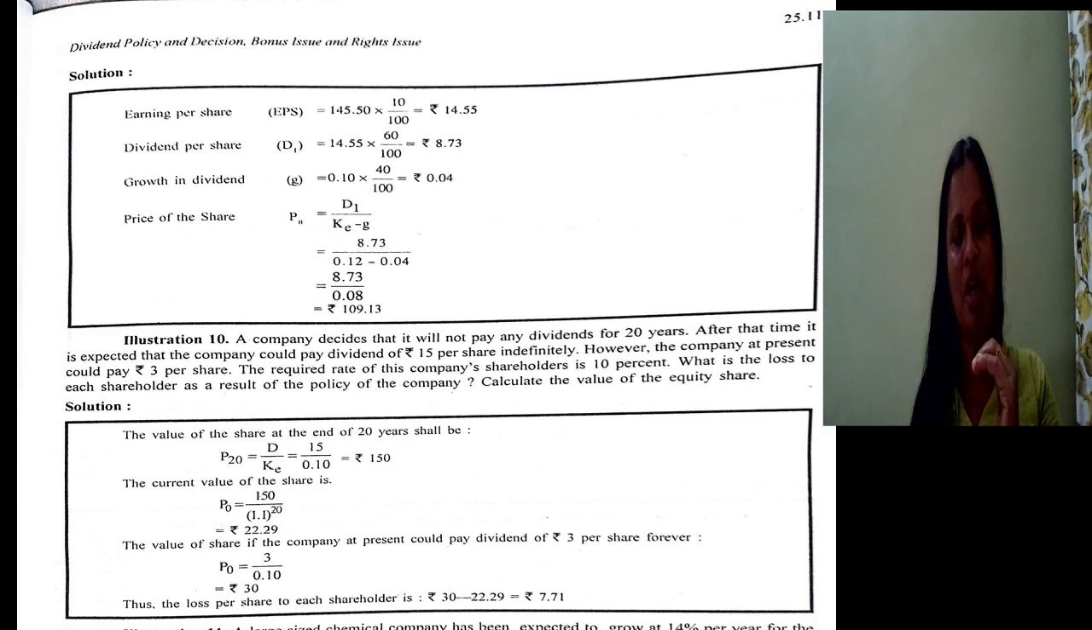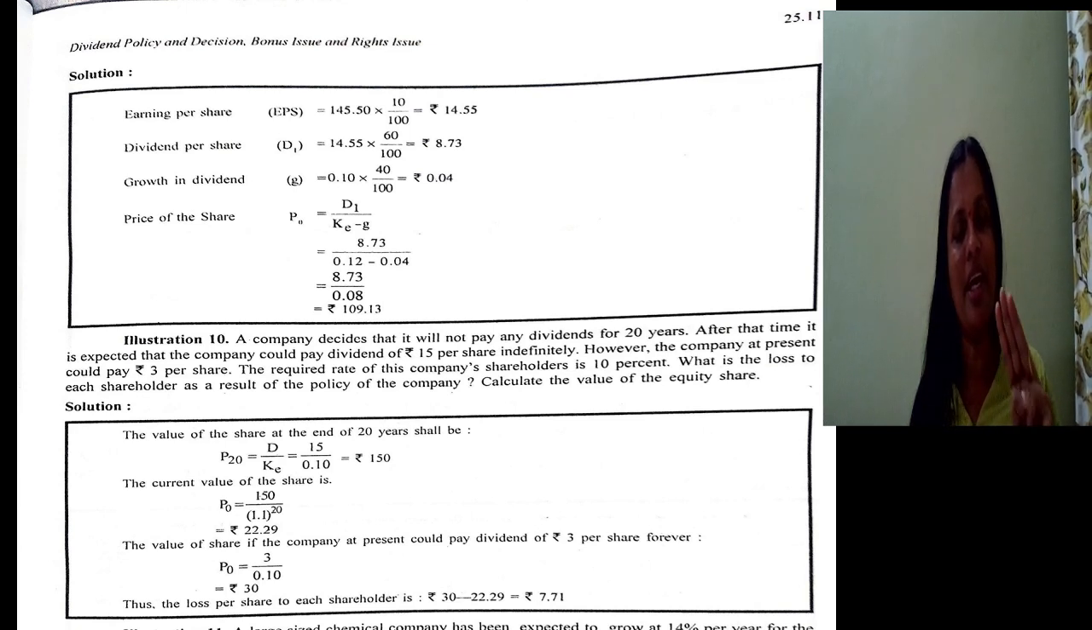Dividend of how much per share? 15 per share. So, after 20 years, it is going to pay 15 rupees per share as dividend. So, dividend is not growing from 20 years. There is no growth rate. If there is no growth rate, P is equal to D divided by KE.